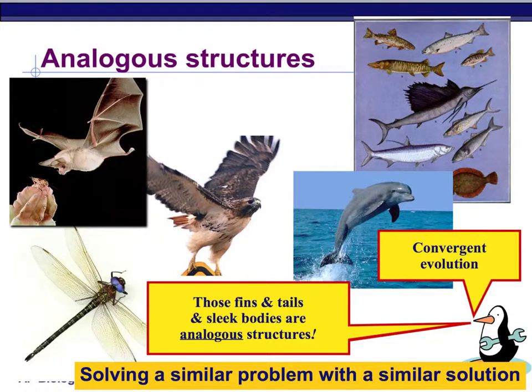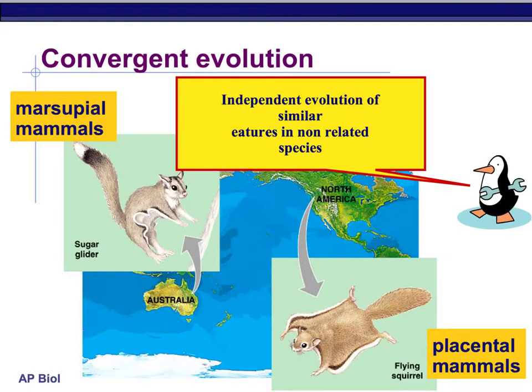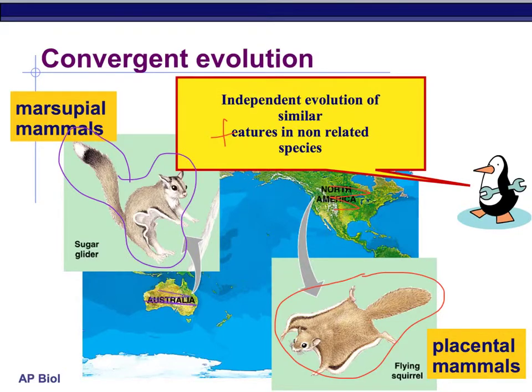So let's move on. Okay, so again, convergent evolution is the independent evolution of similar features, not creatures, that should be an F. Right here, features. So the independent evolution of similar features in non-related species. And here's an example of convergent evolution. We have a flying squirrel, which is found in North America, and we have a sugar glider, which is found in Australia. The two are not related.